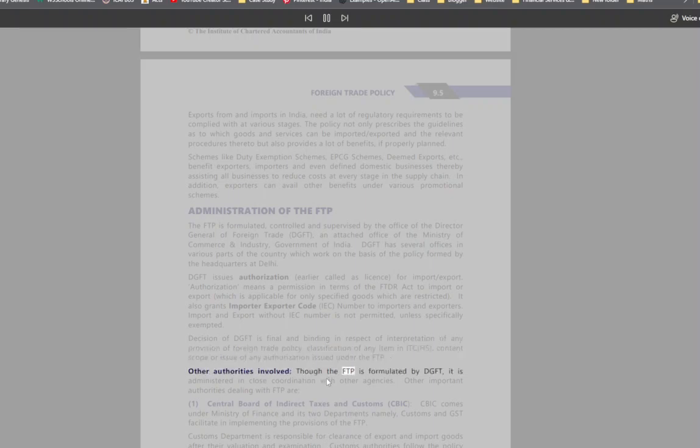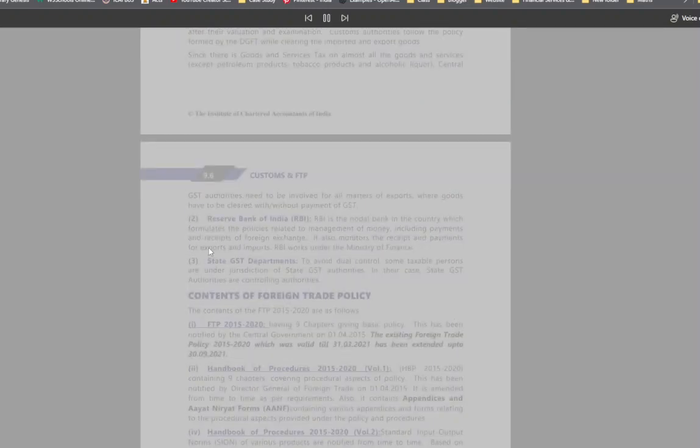Other authorities involved. Though the FTP is formulated by DGFT, it is administered in close coordination with other agencies. Other important authorities dealing with FTP are: 1. Central Board of Indirect Taxes and Customs, CBIC. CBIC comes under the Ministry of Finance and its two departments, namely, Customs and GST, facilitate in implementing the provisions of the FTP. The Customs Department is responsible for clearance of export and import goods after their valuation and examination. Customs authorities follow the policy formed by the DGFT while clearing the imported and exported goods.